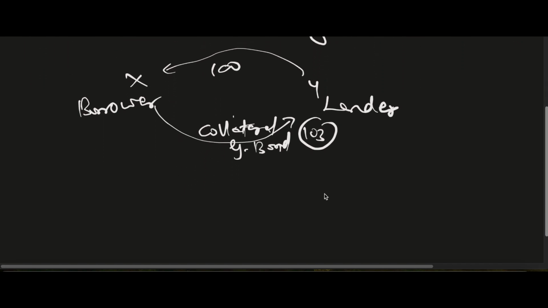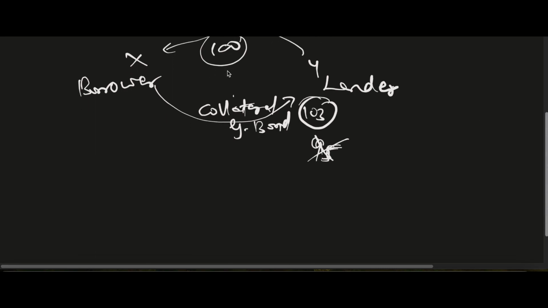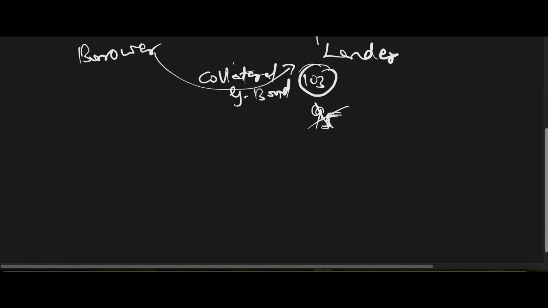Now, why 103? Why not lower than this loan amount? Because if it is lower than the loan amount, for example 95, then Mr. X will never feel the need to repay the loan, right? Because he has given only a bond worth 95, whereas he has already taken a higher value loan. So that's why the collateral value will be higher than the loan amount, so that the borrower feels the need to repay. And this deal will have a second leg as well.